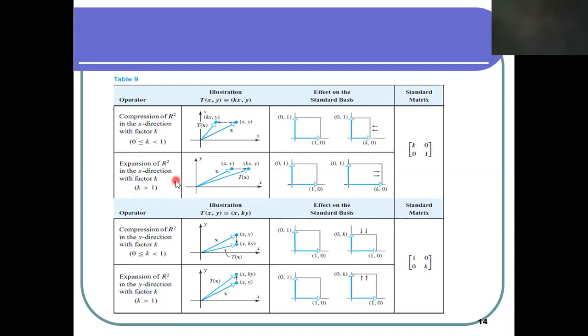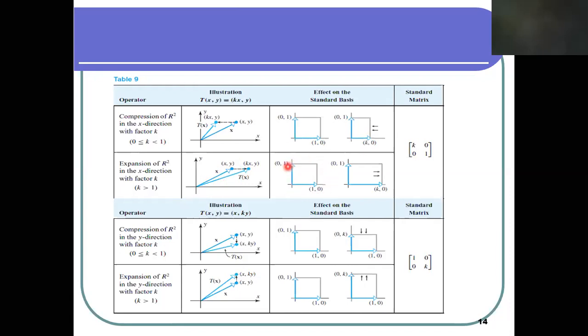So for expansion along the x direction, let us say you have one point (x, y). If you apply some transformation T of x with k greater than 1, this point in the xy plane will be dispersed from its position along the x-axis, and we have expansion along the x-axis of this vector x. This is a vector x, and this is the vector T of x. That basically expands your point from this point to this one.